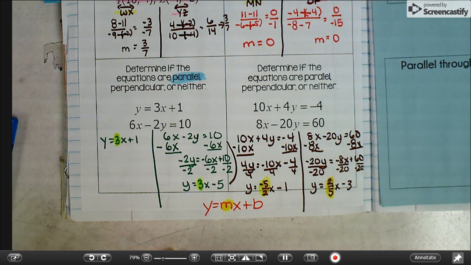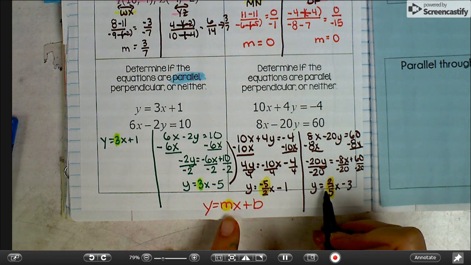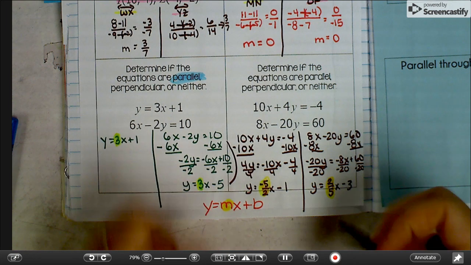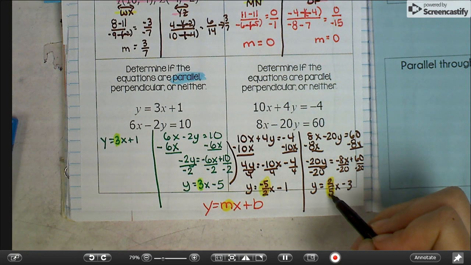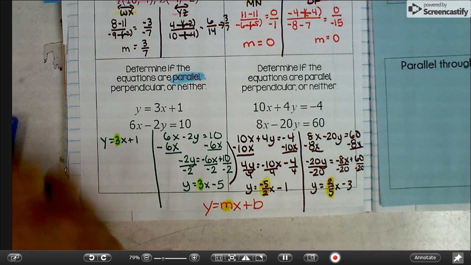These slopes are opposite, so this is negative, this is positive, and reciprocals, meaning 5 over 2 switches to 2 over 5, which means they are perpendicular.